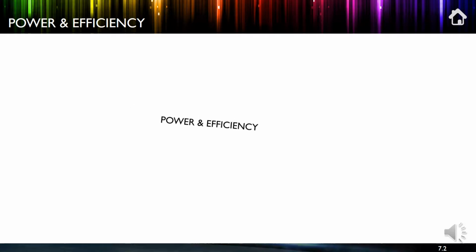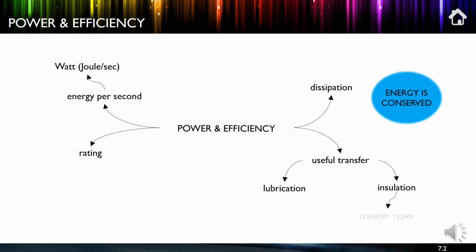So power we have come across in various different contexts before, but it's a really important idea, so it's worth revisiting. It's energy per second. How quickly is energy being transferred? And it's so important we have the idea of a power rating, which is just a posh word for saying this is the power of the device, whatever it is you're concerned with. And just a reminder that the unit is the watt, which is a joule per second.